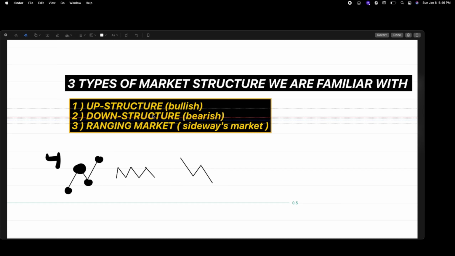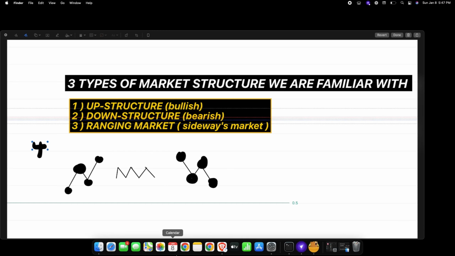And in down structure, you have 2 lower highs, 2 lows. Sorry, it was supposed to be 4. Just forget it. Just move all this. So yeah, as you can see, the difference in up structure and down structure. Feel free to screenshot this if you need to.